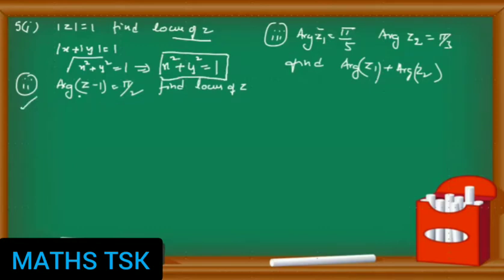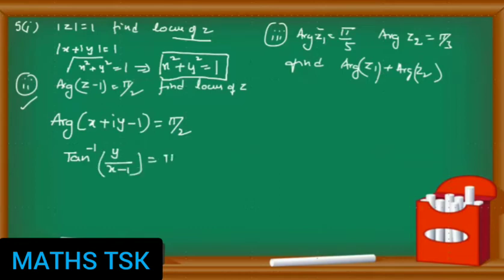Come to the second problem. Arg of (z minus 1) is equal to pi by 2. What is z? z is equal to x plus iy, right? So arg of (x plus iy minus 1) is equal to pi by 2. Tan inverse of y by (x minus 1) is equal to pi by 2. Here y is not equal to 0, since if y is equal to 0, this becomes 0, whereas it is given as pi by 2. Therefore, since y is not equal to 0, y by (x minus 1) must be equal to infinity, undefined.